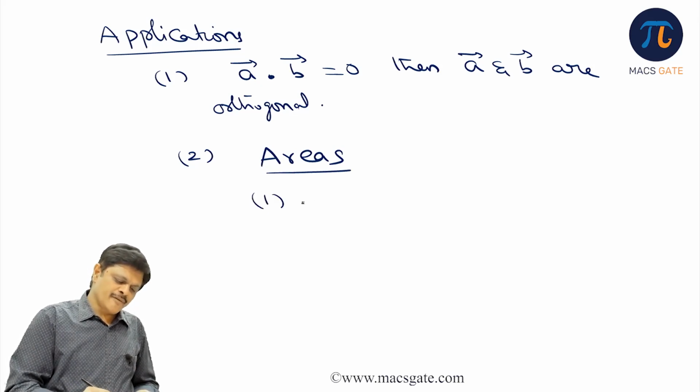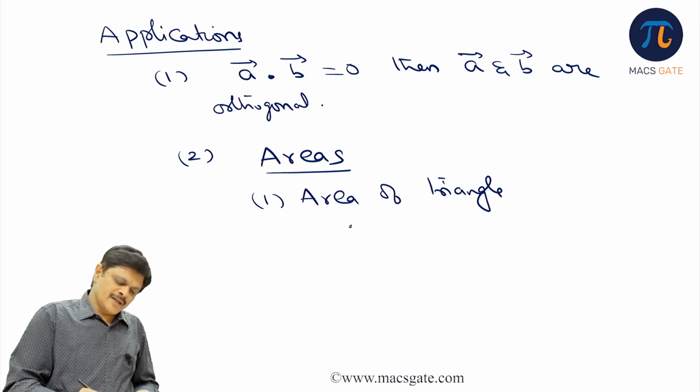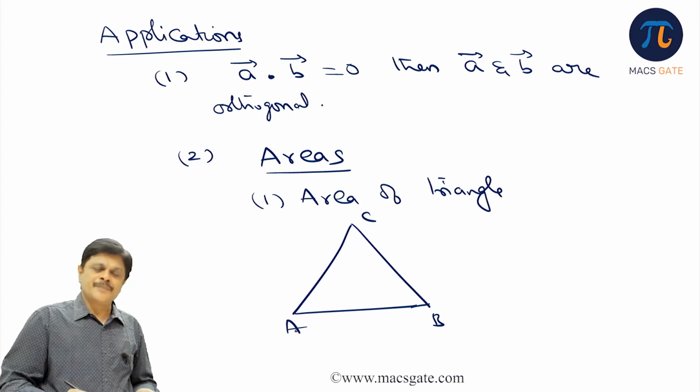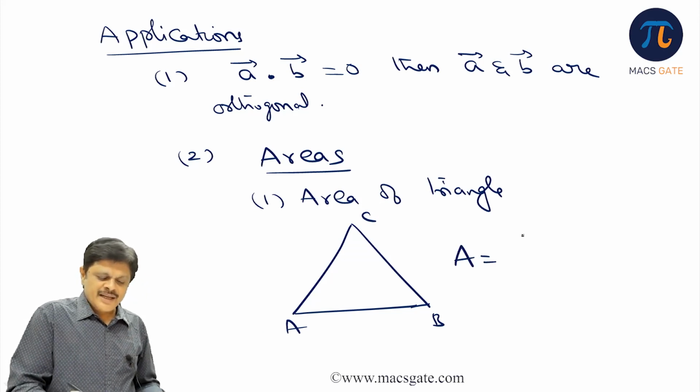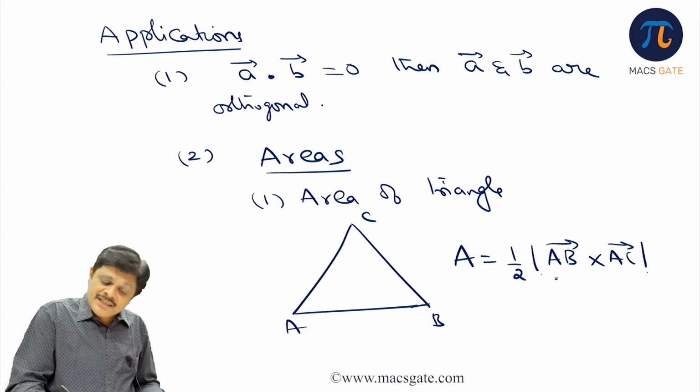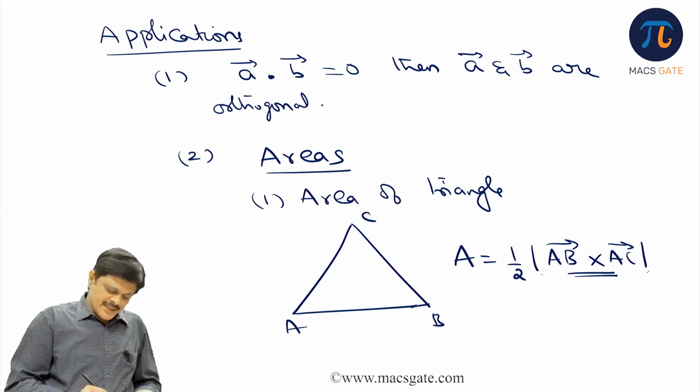Now the first one is area of triangle. For example, if you are having a triangle ABC, A, B and C, what is the area of this triangle? The area of this triangle is given by half of the length of AB vector cross AC vector. After finding the cross product, you have to find the length of the cross product. Let us see an example for this.